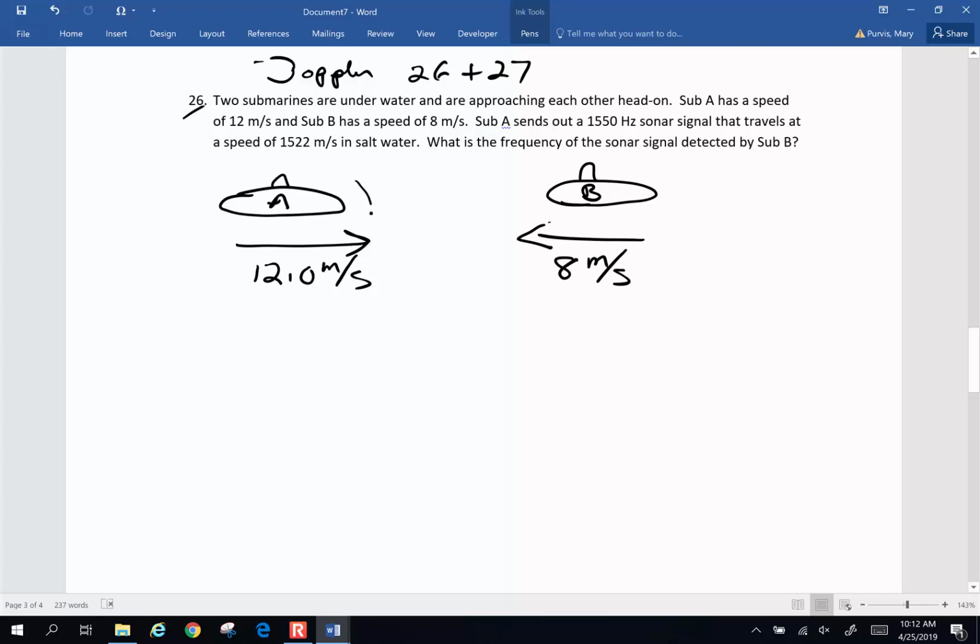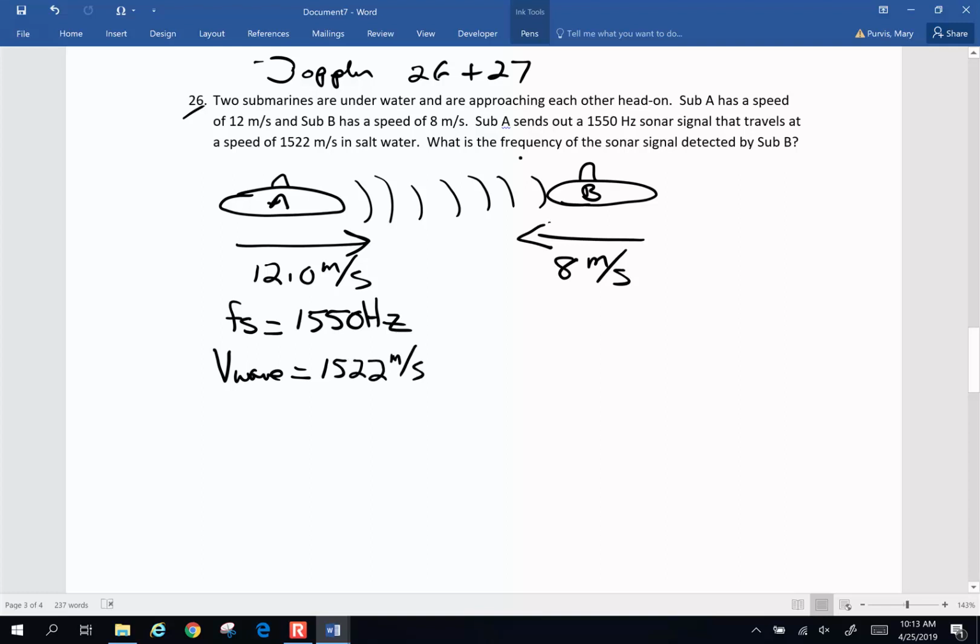Sub A is sending out a signal, so the frequency of the source is 1550 hertz. That travels at a speed, the velocity of the wave in salt water, of 1522 meters per second. I want to know what is the frequency of the sonar signal detected by sub B. So sub B is my listener. I want to know what frequency is observed by B. That's my big question mark.